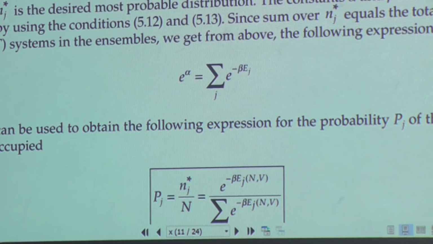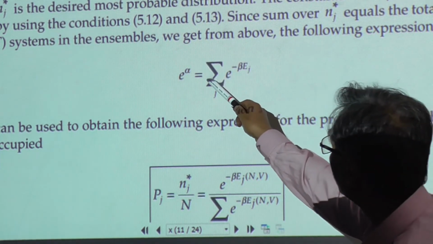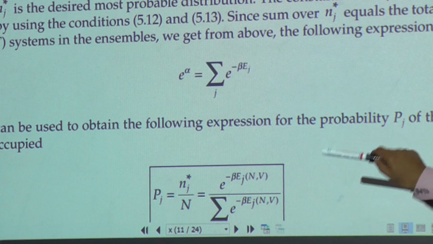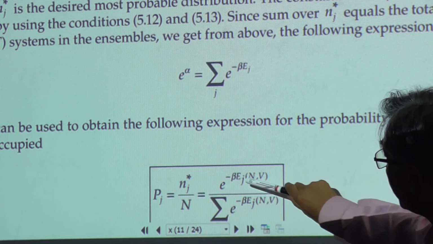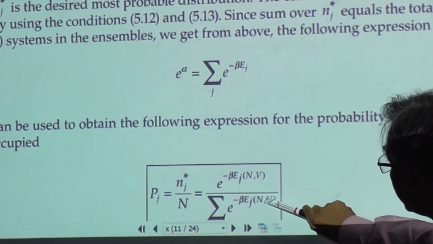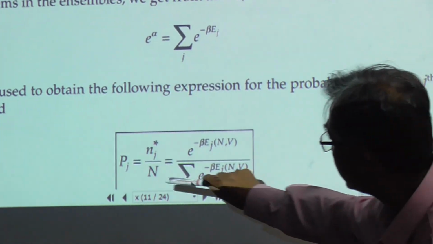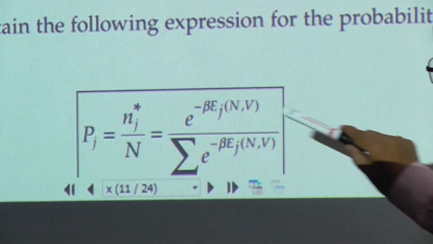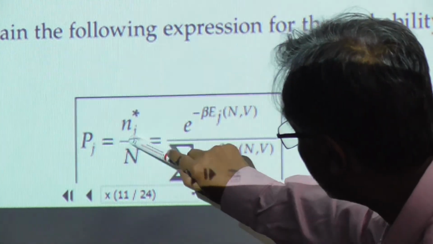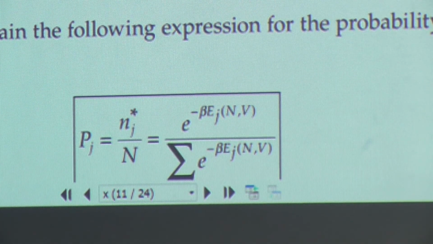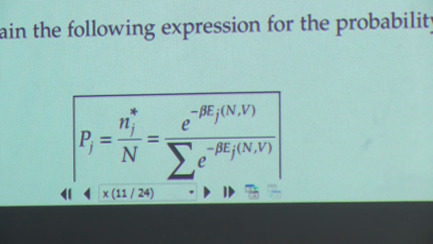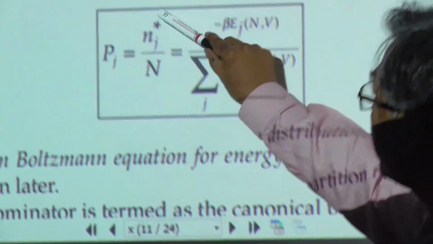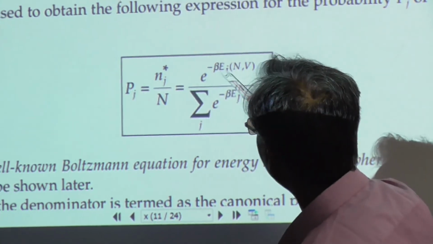Now, this quantity on the right hand side becomes... I go back to my Pj, Nj by n, e to the power minus beta Ej over the sum of e to the power minus beta Ej. This n is different from that n. This n is my microcanonical n; this one is my canonical ensemble n, the total number of systems in my super system. However, this is not required anymore. What I require is the probability Pj, which is this thing.